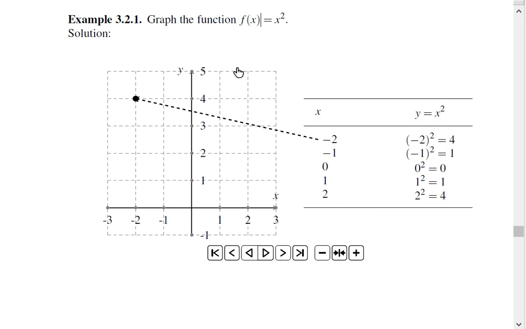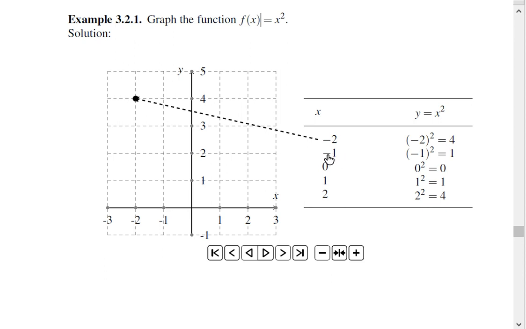Now, let's see the animation of the graph in this digital textbook. When we plug in -2 into this equation, we know -2 squared is 4. So -2, 4, that's -2 here, +4, so is this point.